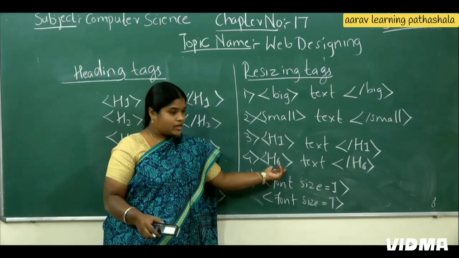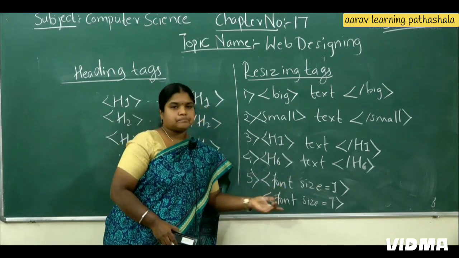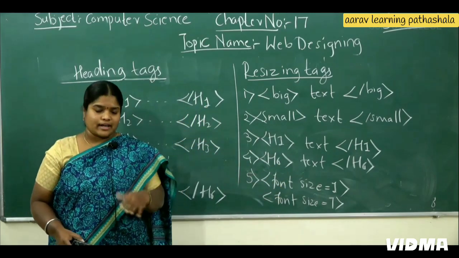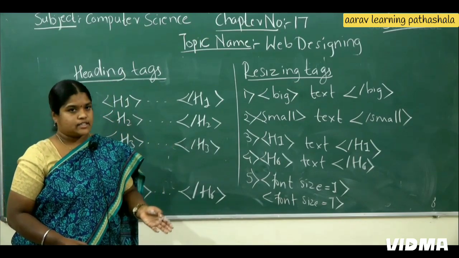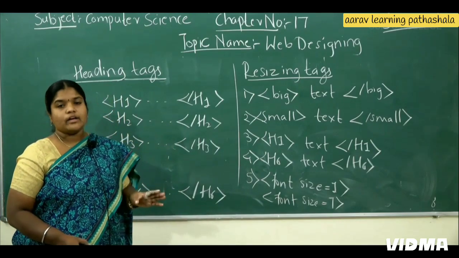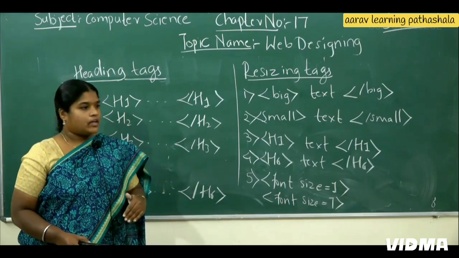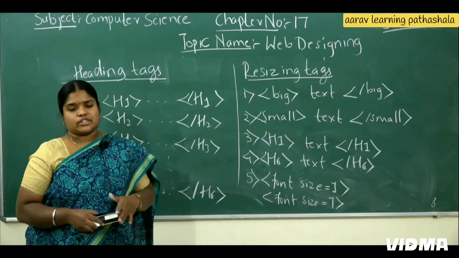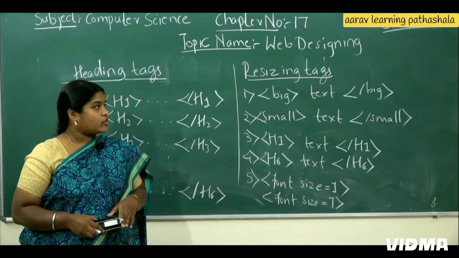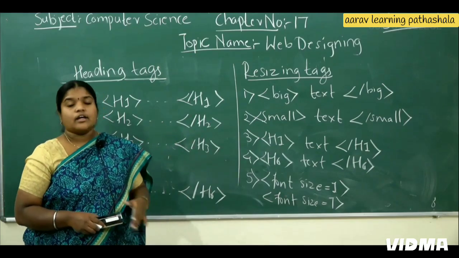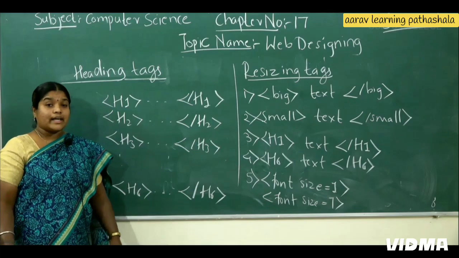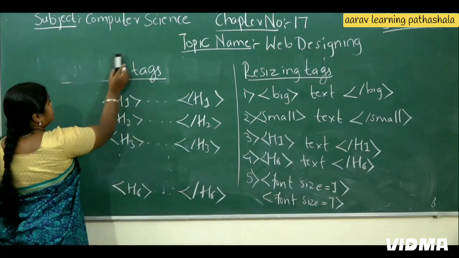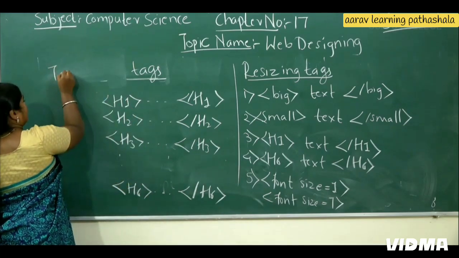H6 will give you the smallest font size, and after that comes the font tag itself, with which we are going to use the attribute size. If I say size is equal to 1, it will give the minimum font, and if I say size is equal to 7, it will give the maximum font size. So these are some of the resizing tags. Then we will study some of the text layout tags.